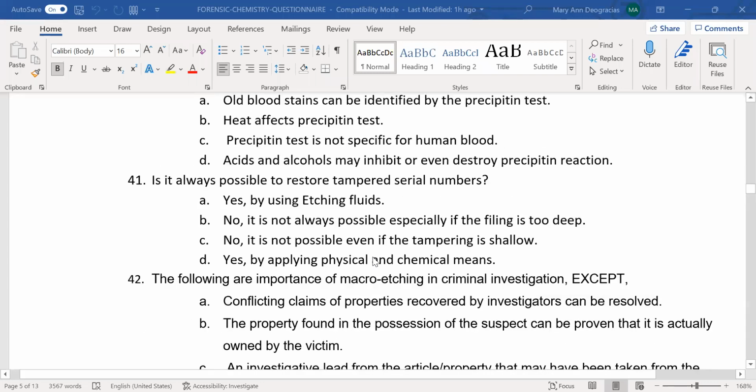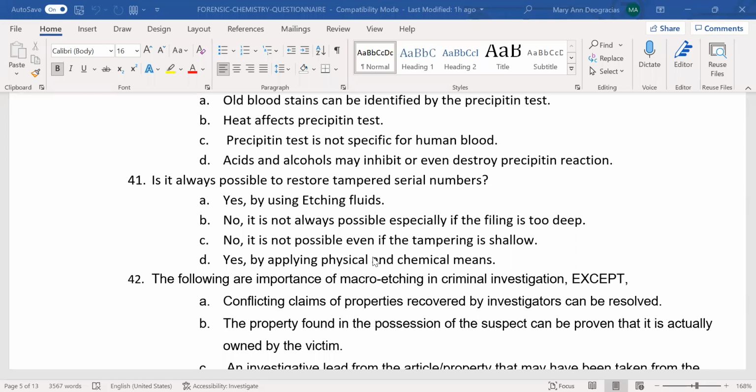Number 41. Is it always possible to restore tampered serial numbers? Okay, A. Yes, by using etching fluids. B. No, it is not always possible, especially if the filing is too deep. C. No, it is not possible even if the tampering is shallow. D. Yes, by applying physical and chemical means. Okay. Your answer should be letter B.